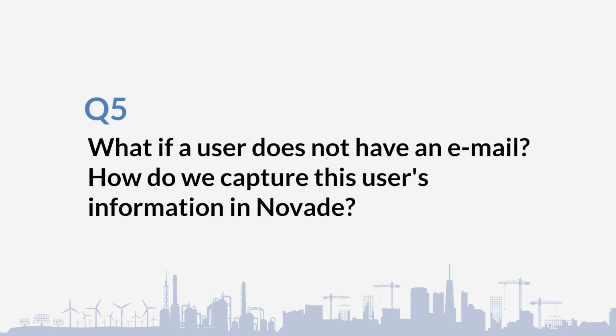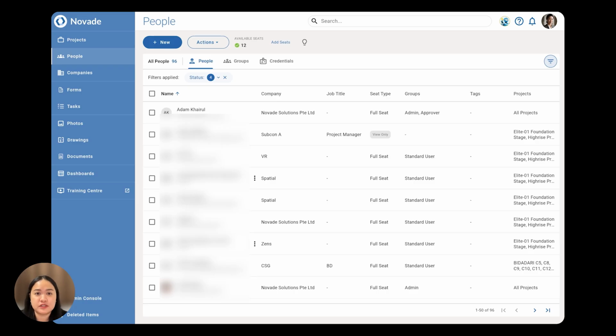What if a user does not have an email? How do we capture this user's information in Novade? Users without email addresses cannot be invited as full users because an email is required for invitation. However, they can be added as contacts.